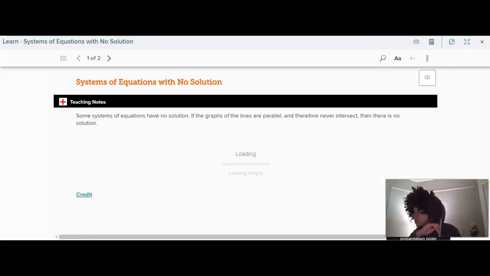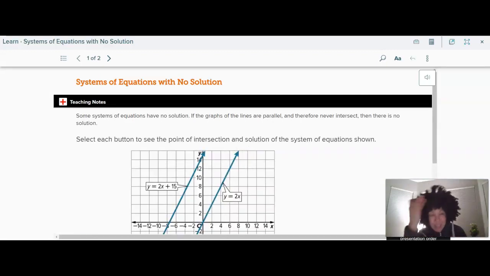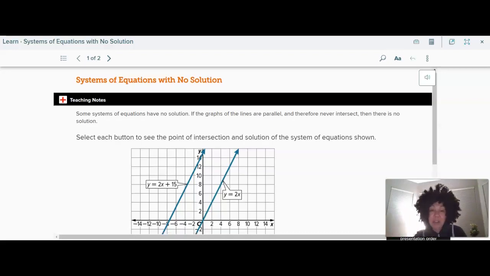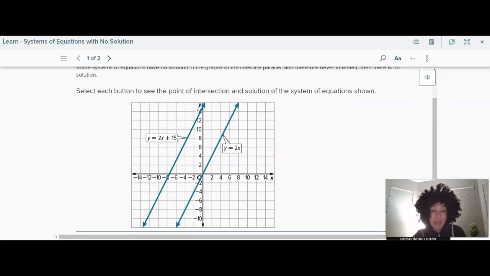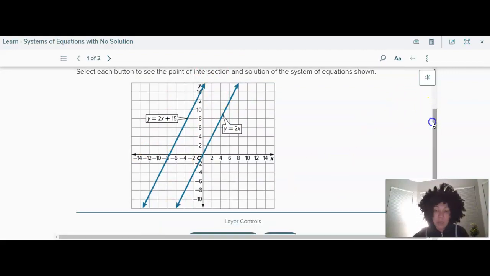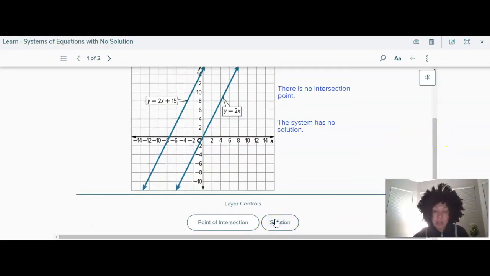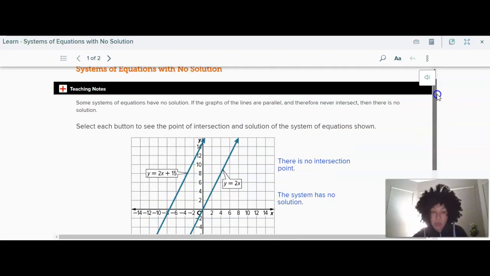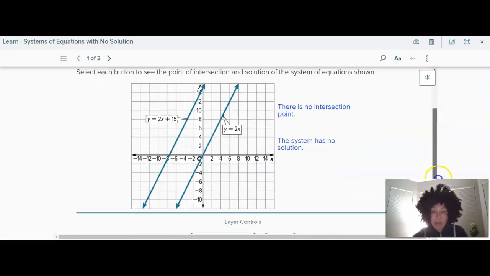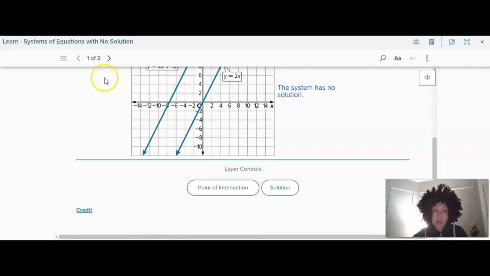Learning systems of equations with no solution. So we said that the solution to a system is where the two lines intersect. Well, what if the two lines never intersect? Then they would be parallel lines. And if they're parallel and they never intersect, then there's no solution. There's no point that's going to work in both of these equations because these lines never meet up. So the point of intersection, there is no point. The solution, there is no solution. So if two lines are parallel, there is no solution.